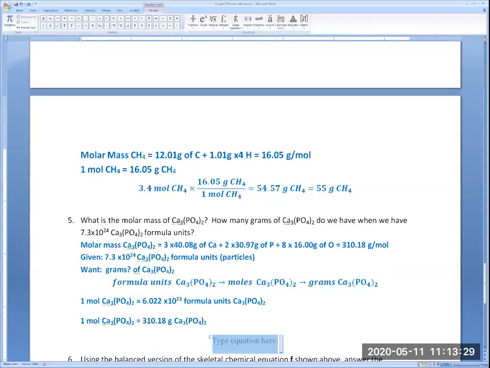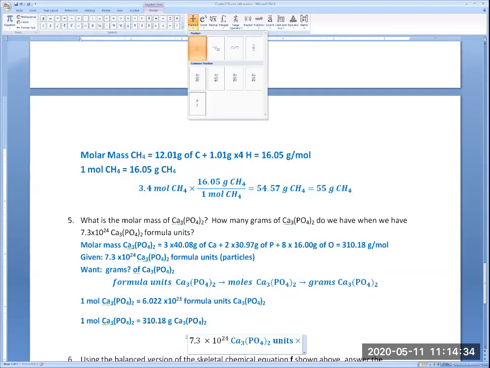So always start the calculation with the given amount, 7.3 times 10 to the 24th. Oops. And that's, okay, it's a long formula, calcium phosphate. Oh, I have it here, I can copy it. Of that, units, I will just write units to tell particles. So that's the given amount of particles. And we will multiply by the first conversion factor, and then there will be another one.